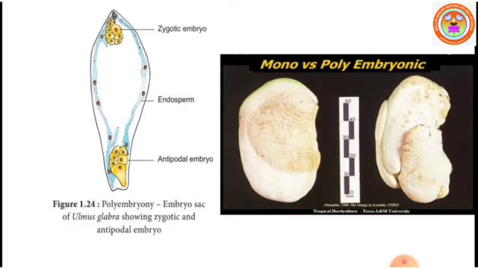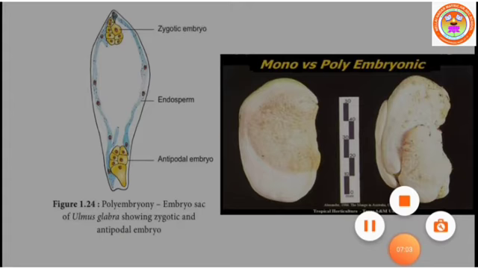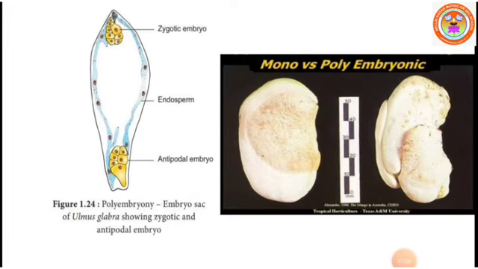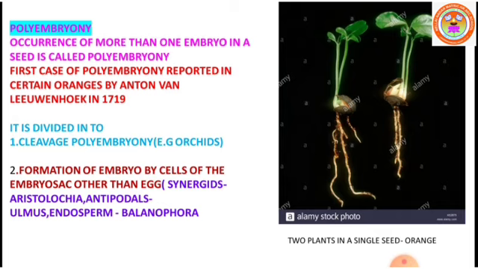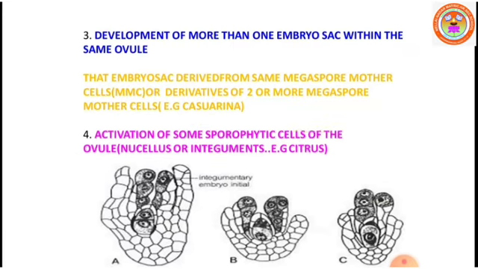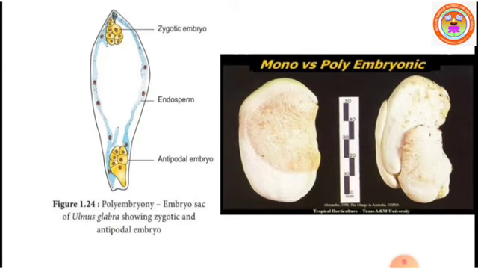Okay children, so now polyembryony means what? More than one embryo found in a seed is called polyembryony. 4 categories are there, namely cleavage polyembryony observed in orchids; formation of embryo by cells of embryo sac other than the egg such as synergids, antipodals and endosperm; development of more than one embryo sac within the same ovule; and activation of some sporophytic cells of the ovule which gives rise to polyembryony.